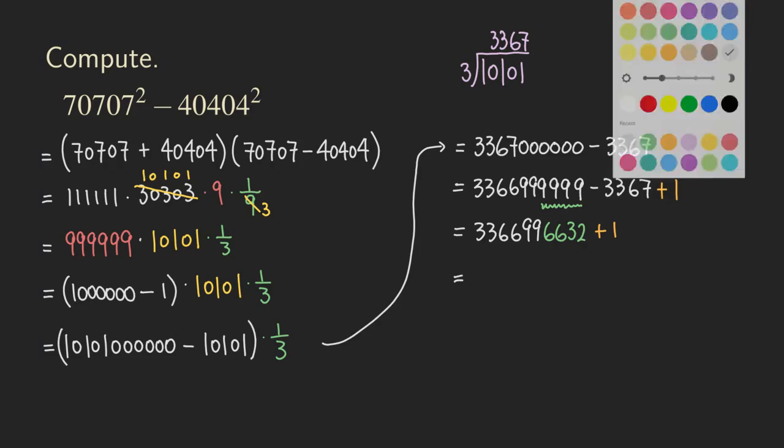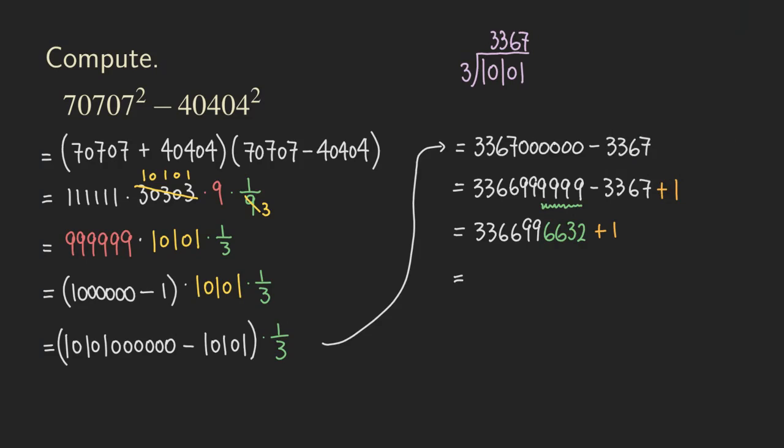When you add the 1 back, then it will become a 3. So our final answer will be 336699663, and then we're done with the problem.